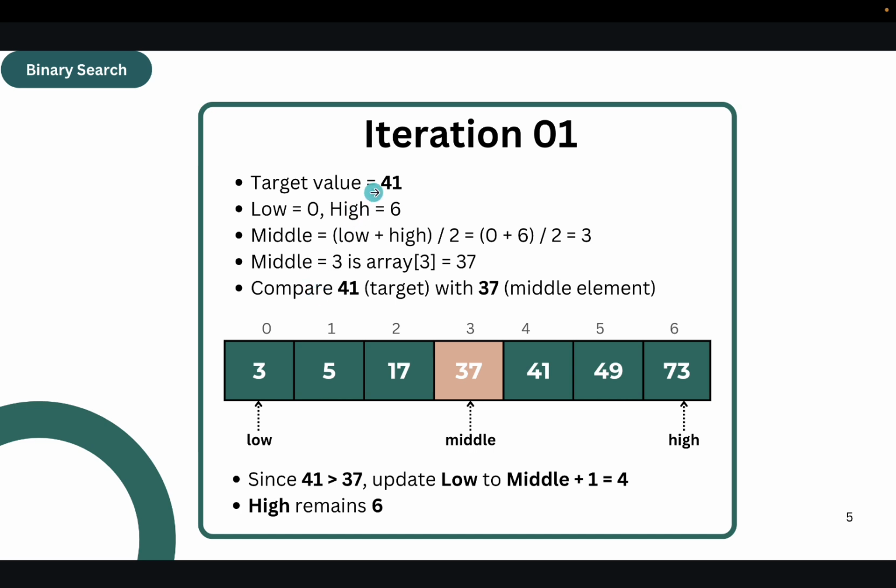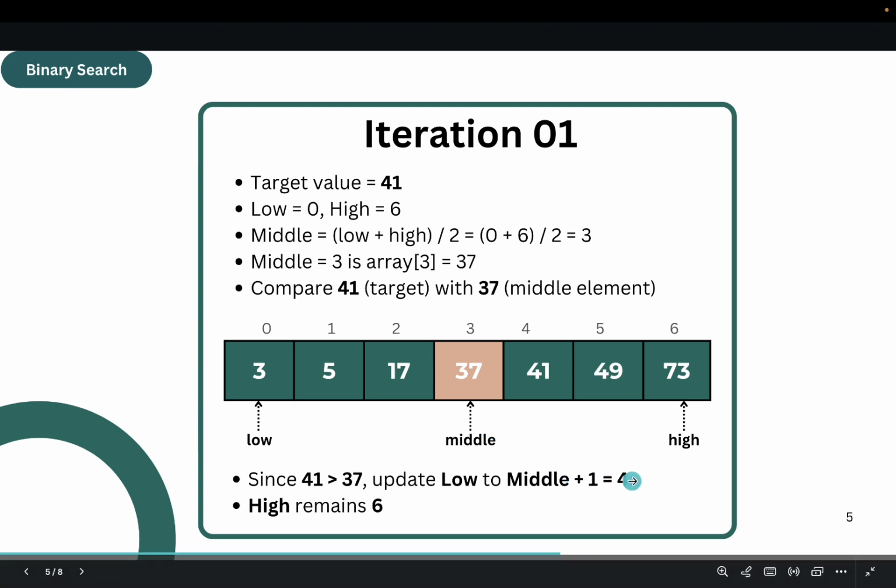Let's start comparing our target value with the middle element. Since 41, our target value, is greater than 37, that means our target value is available on the right side of the array. So we are sure, and we can discard the left side of the array. In the next iteration we have to start searching for our target value in the right side of the array. For that we have to update low to middle + 1. Middle is 3, and 3 + 1 is equal to 4, and high will remain as 6.